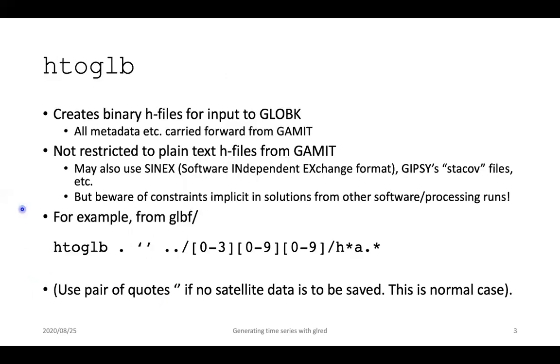H to GLB, again, creates these binary H files for input to GlobK. All of the metadata in the plain text H file coming from Gamit is forwarded to the binary H files. So metadata would be things like the antenna information, the receiver information, the satellite information, the number of observations. All of these different things are actually in the solution file and are carried forwards into the binary H file for input into GlobK.